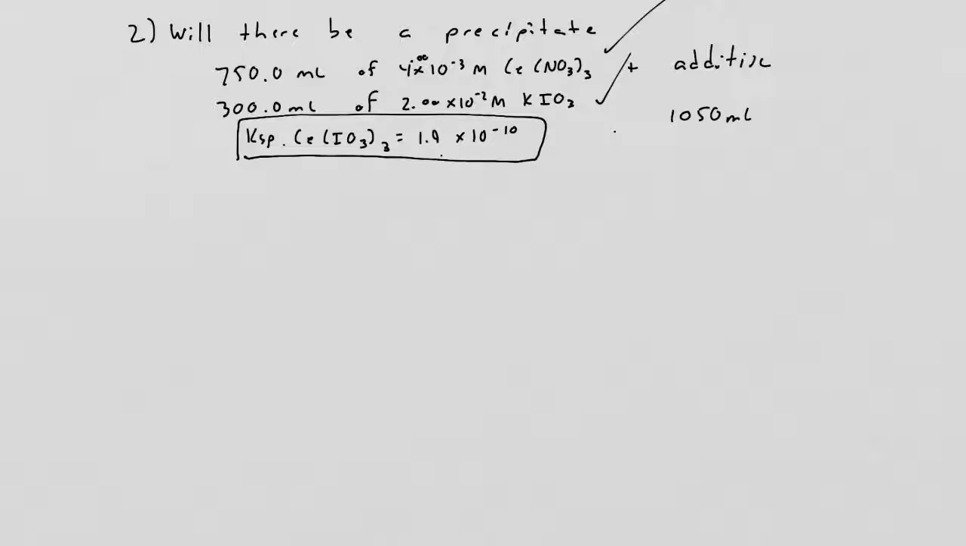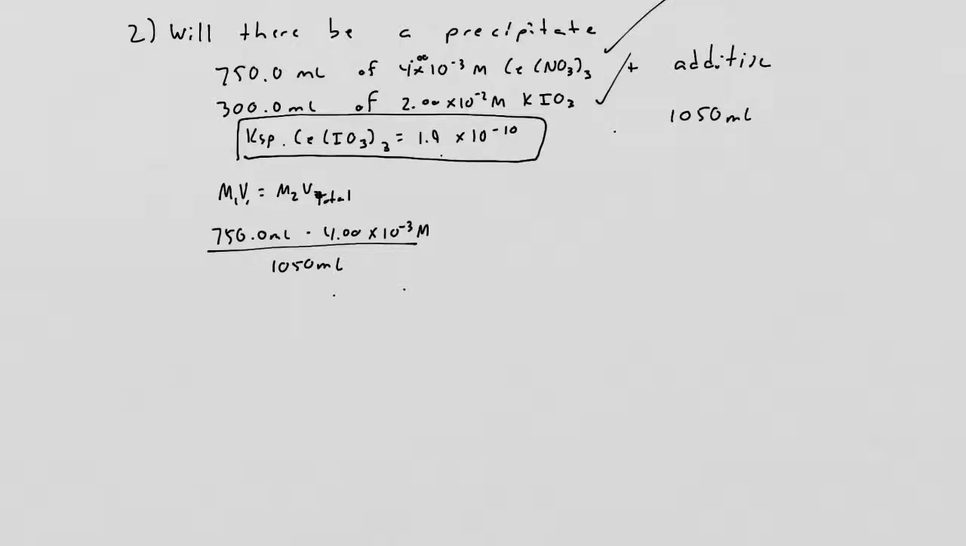Now, in case you forgot how a dilution works, it's basically molarity 1 times volume 1 equals molarity 2 times volume 2. And the new volume is not the other volume, it's the total, so this is really volume total. Then you cross multiply, so for the first one, 750.0 milliliters times the original molarity, which is 4.00 times 10 to the minus third, over the new volume, which would be 1,050 milliliters.